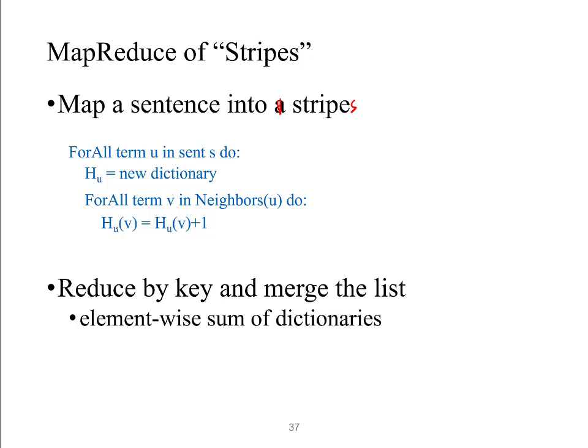And for the reduce part, we reduce by key, which is the term. Sorry, because what we're going to emit is U and H_U. So we reduce by key, which is the term, and we merge the lists or the dictionaries. Here we just use element-wise sum of dictionaries.